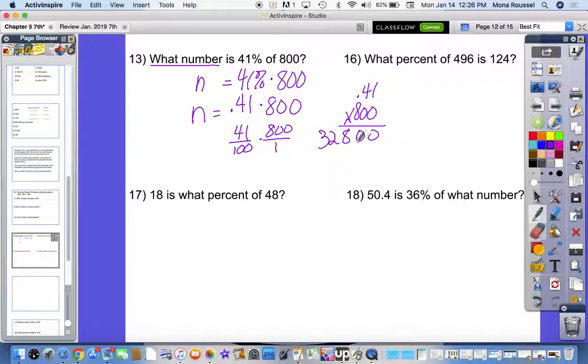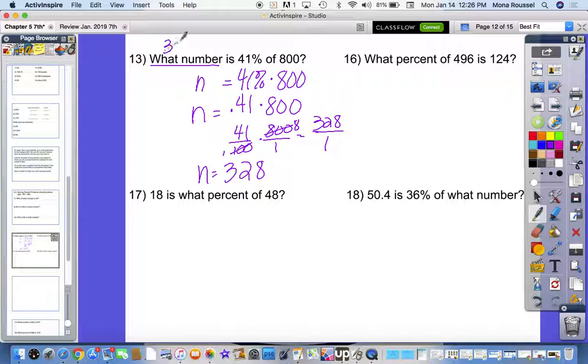we have two decimal places in the factors, so we move two decimal places in the product, and it equals 328. Or, if we chose to use fractions and multiply, we can cancel the 100 and 800 into 1 and 8, and we multiply 41 times 8 is 328. 1 times 1 is 1, and that equals 328. So either way, we get 328, which we can now say 328 is 41% of 800.